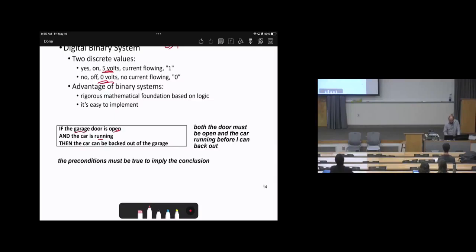So the door must be open and the car running before I can back out. These two conditions must be met. So my inputs are the garage door and the car. The output is the car leaving, or backing out of the garage. How can I satisfy this? Read the status of the car, read the status of the garage door. If both are on, then let it go. If not, don't move. Okay? So we can put this small command using AND or OR gates, as we will see later.